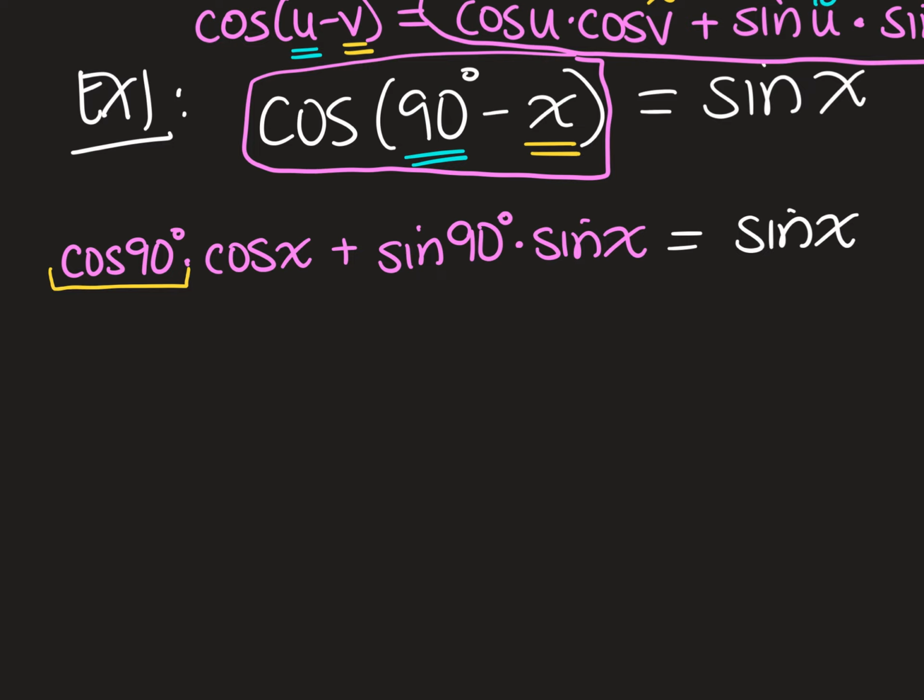It's 0. So that entire expression can be replaced with 0. And I will have 0 times whatever's left, which in this case is just cosine of x.